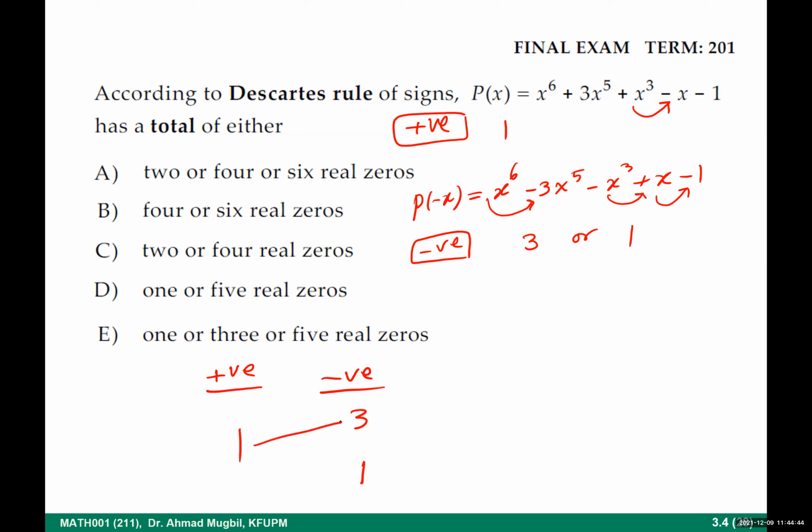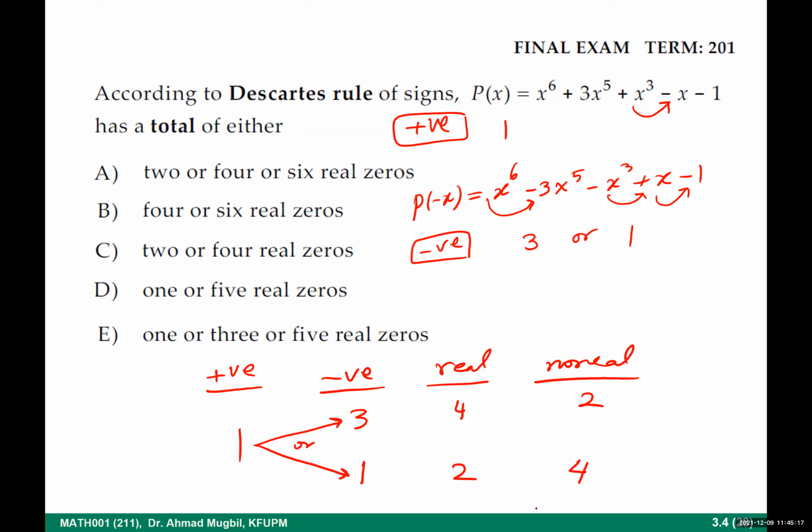So when you have 1 positive and 3 negative, this means that how many real zeros do you have? You'll have 4. Or you have 1 and 1, so this means that you will have 2. Now, what about the others? Because you know this is a polynomial of degree 6, according to the fundamental theorem of algebra that we will study in the next class, inshallah, there should be at most 6. So if we have 4 real, there are still 2 non-real. And if you have 2 real, there are still 4 non-real.